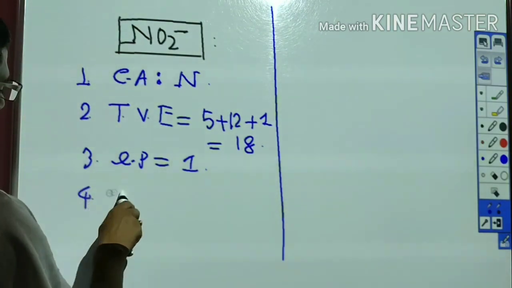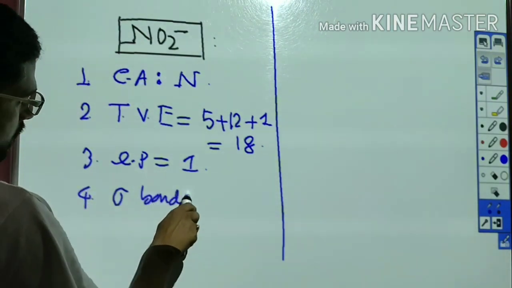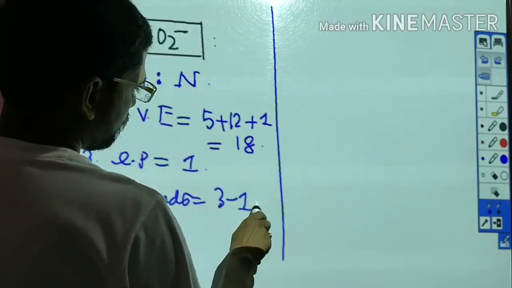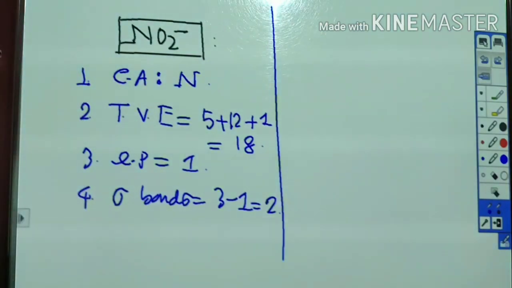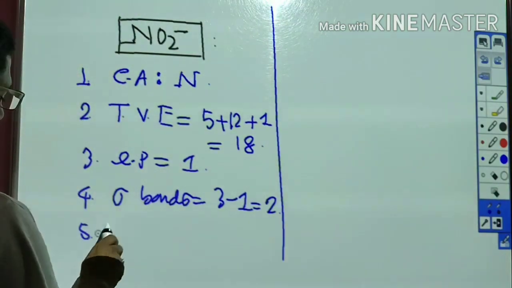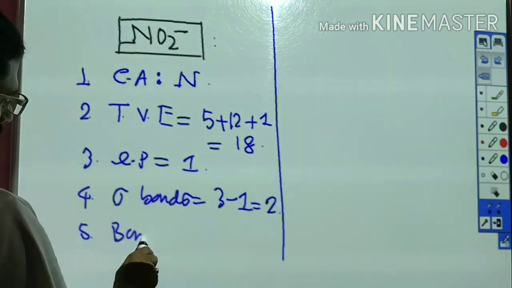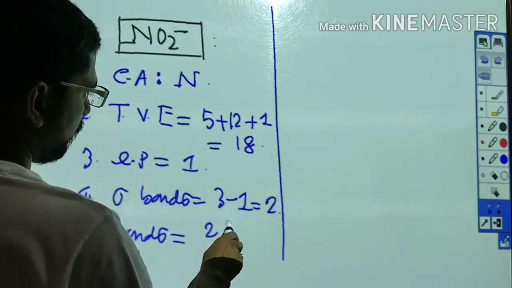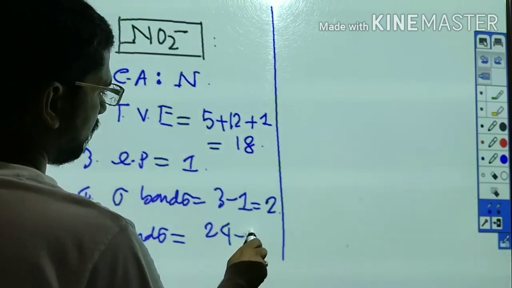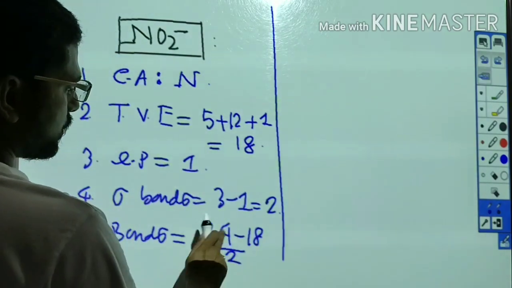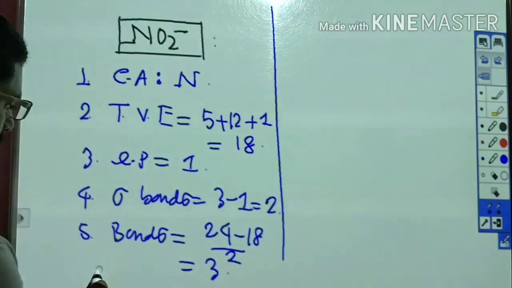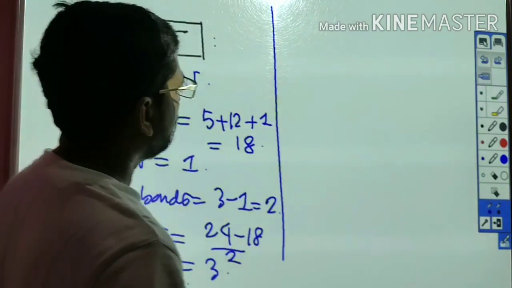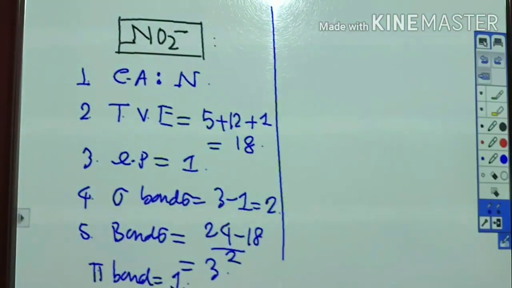Sigma 1, beta, sigma 1, 2, 3, 3 minus 1, so that is 2. Total number of bonds formula: 8 multiplied by 3 is 24. 24 minus 18 divided by 2, so 6 means 3 bonds. Pi bond equal to 1. So done, all the information we have got.